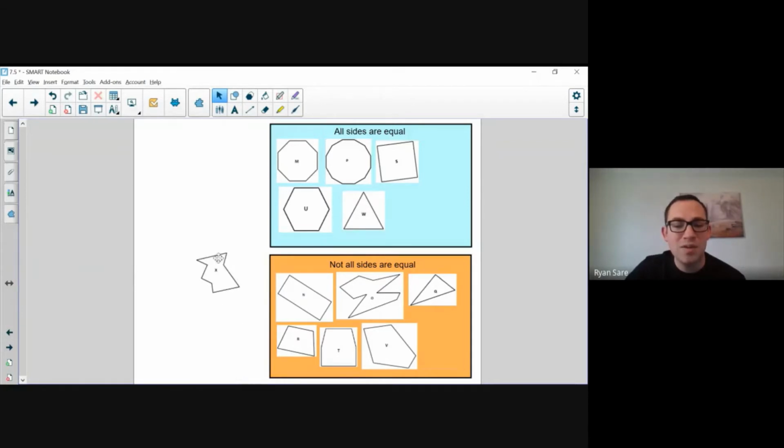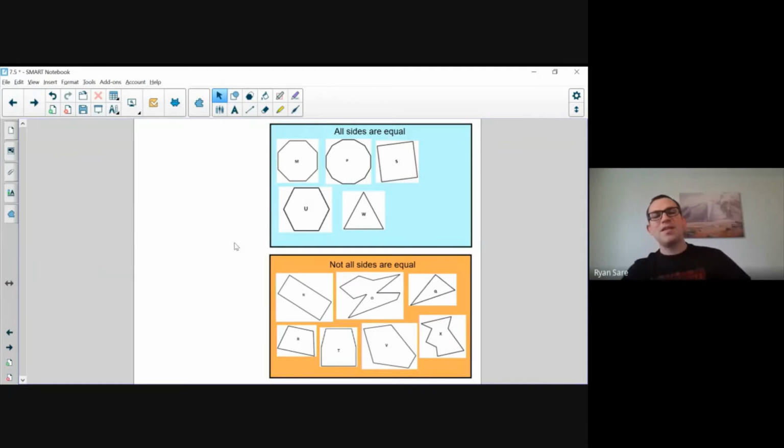And our last one, what shape is this? 1, 2, 3, 4, 5, 6, 7, 8. Ooh, this is also an octagon. It looks nothing like its twin or its brother, M, or sister, or however you want to call it. They have the same name, but this one, all of the side lengths are equal and all the angles are equal. This one is not, so we're going to put it down here.